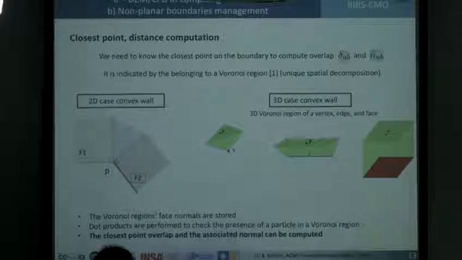In this regard, what we do in the code is store all the face normals of all Voronoi regions of all boundary features in order to compute some dot products to identify in which Voronoi region any particle is. With that method, we can compute the closest point and then obtain our contact force.